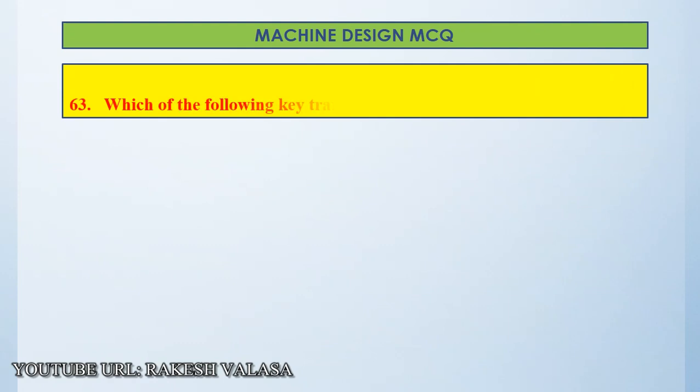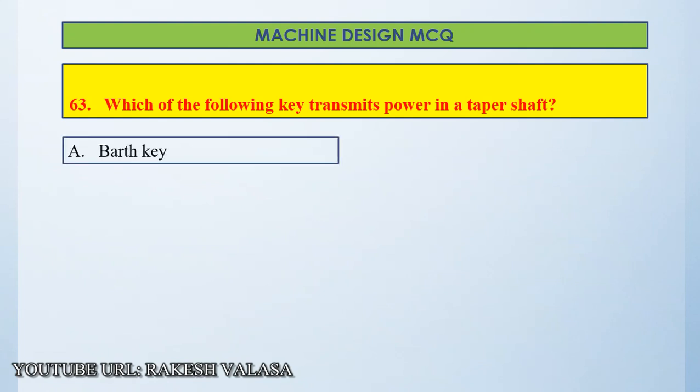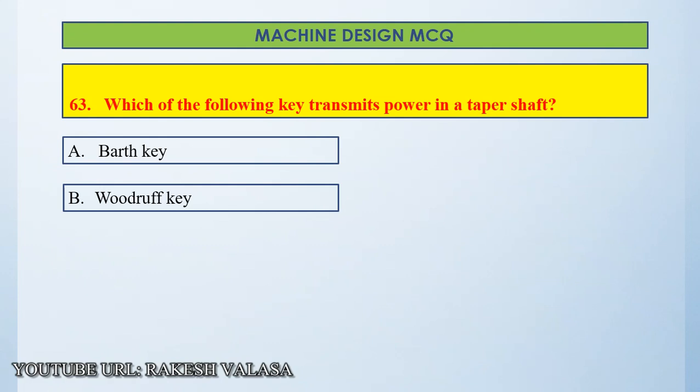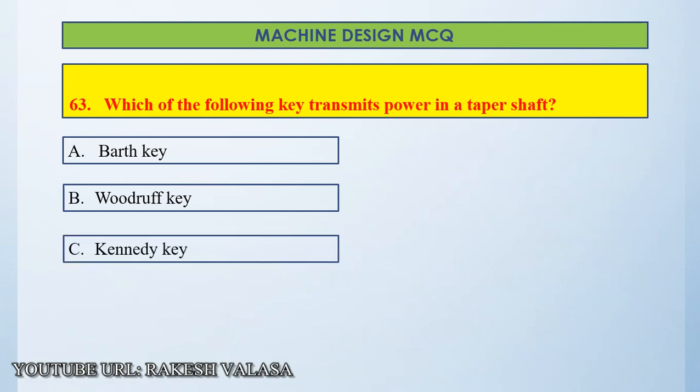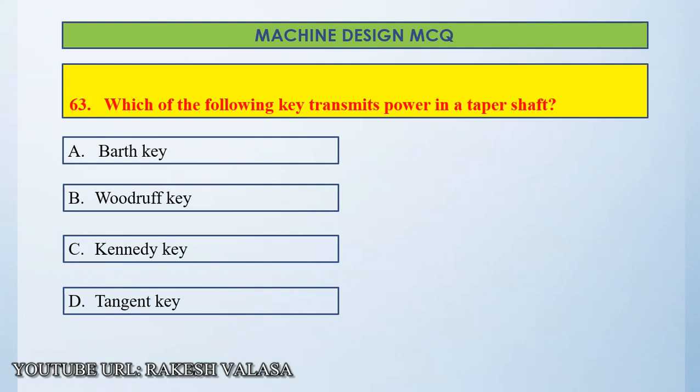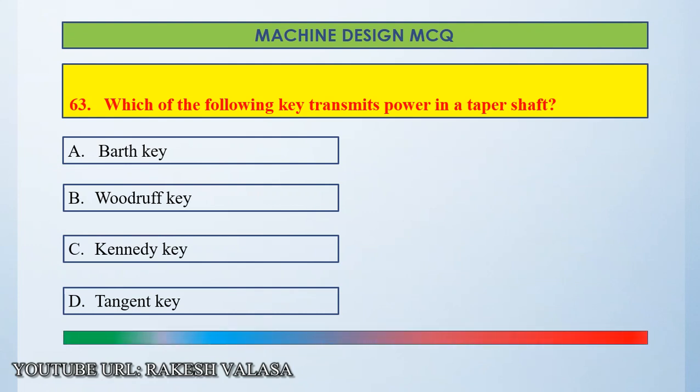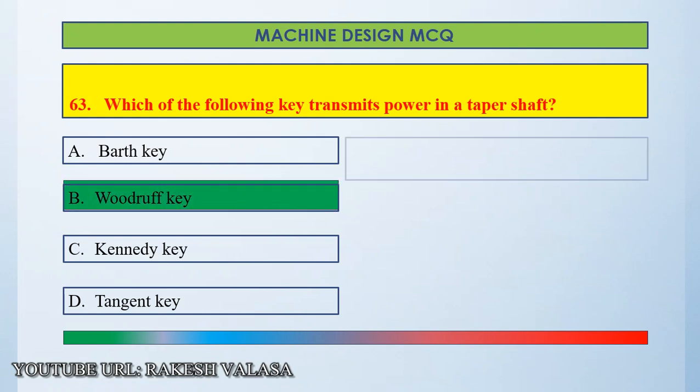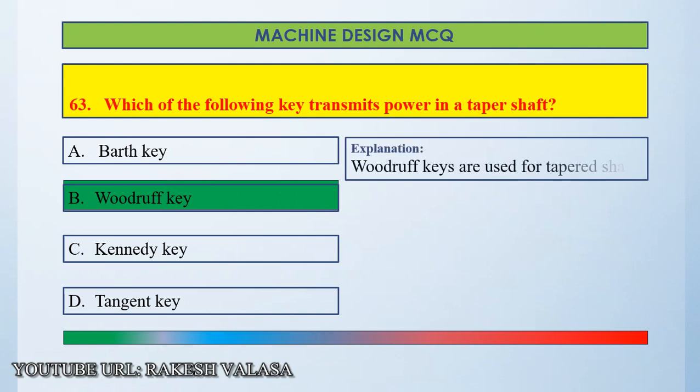Question number 63. Which of the following keys transmits power in a taper shaft? Option A barth key, option B Woodruff key, option C Kennedy key, option D tangent key. The correct answer is option B Woodruff key. Explanation: Woodruff keys are used for tapered shafts. So the correct answer is option B Woodruff key.